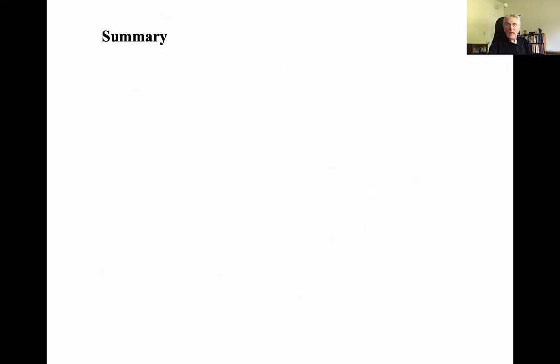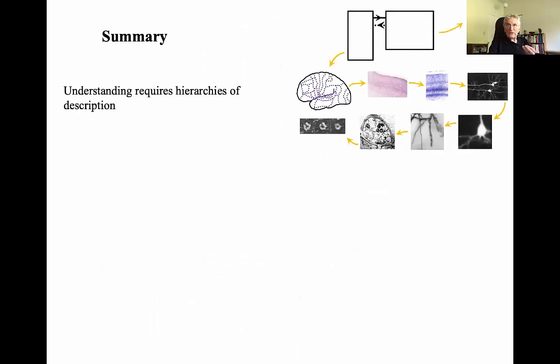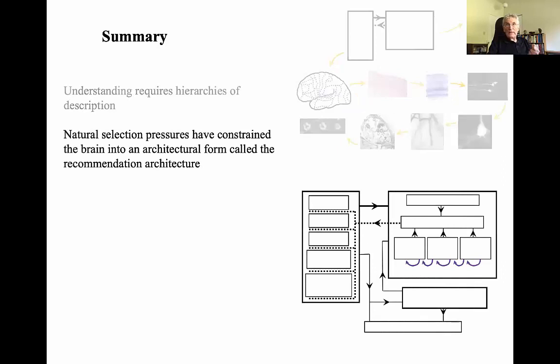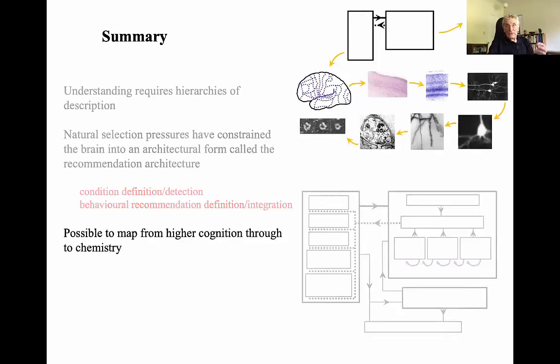So in summary, to understand a complex system like the brain, we need hierarchies of description. Natural selection pressures have constrained the brain into the recommendation architecture form, and this form results in the ubiquitous presence in the brain of two general types of information process. And as a result, it's possible to create the hierarchies of description that we need for understanding.